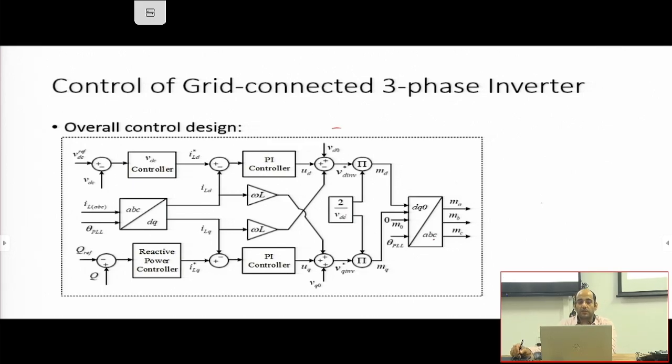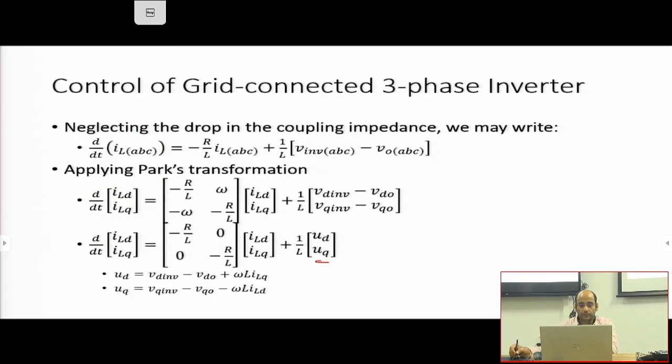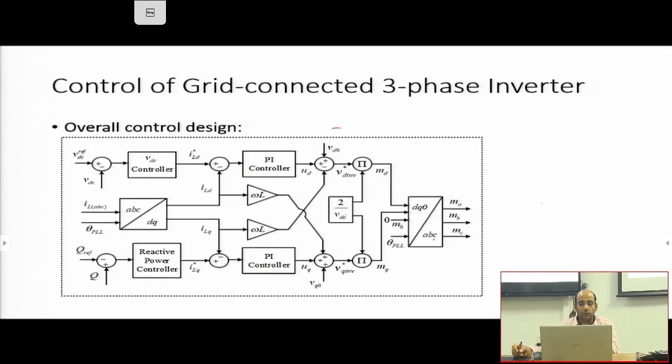The problem is how you tune the controller. So tuning is important. When you tune a controller, we have to start from this equation now. Just see this. How do you write this equation? d by dt of ILD equals minus R by L ILD plus 1 by L UD, right? If I start from this equation, there is no cross coupling or other term. You have two separate equations, right? So this is what we do.